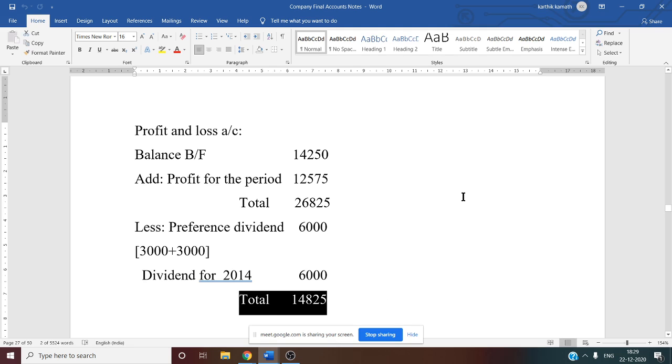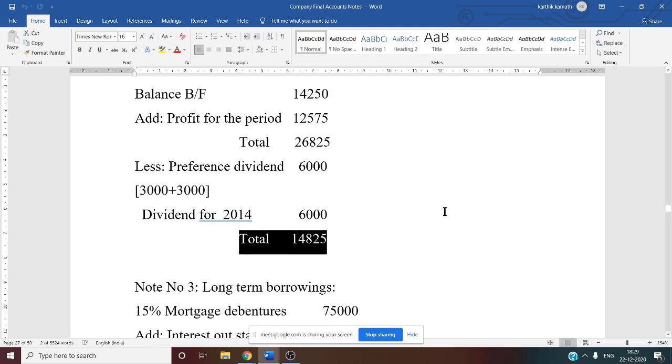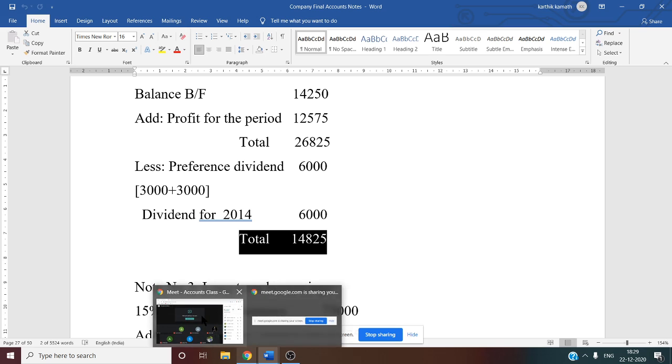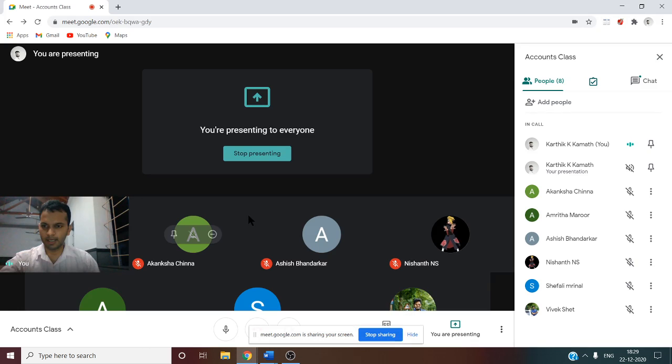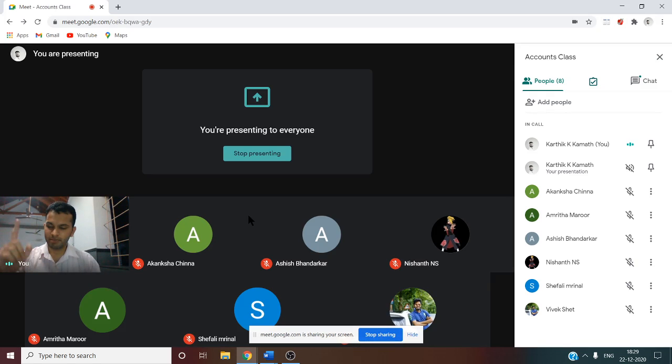Note number 2 is over. After preparation of note number 2, you can proceed to note number 3. Note number 3 is regarding the long-term borrowing. Here in long-term borrowing, there is information regarding the debenture. Debenture is long-term in nature, so long-term borrowing information is there. And you have to see whether debenture interest is paid for the entire year or whether there is outstanding debenture interest. If outstanding debenture interest is there, you have to add that to the debenture.